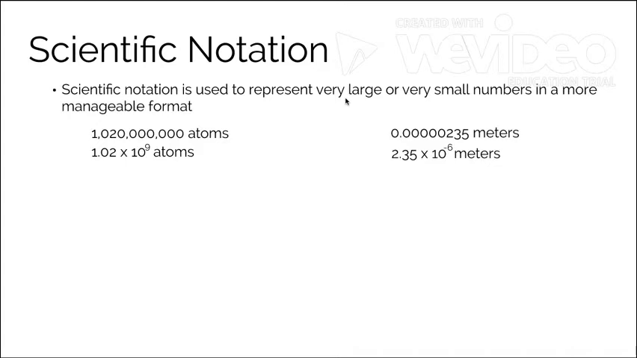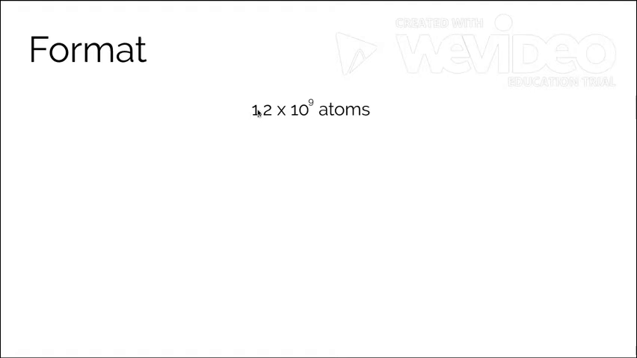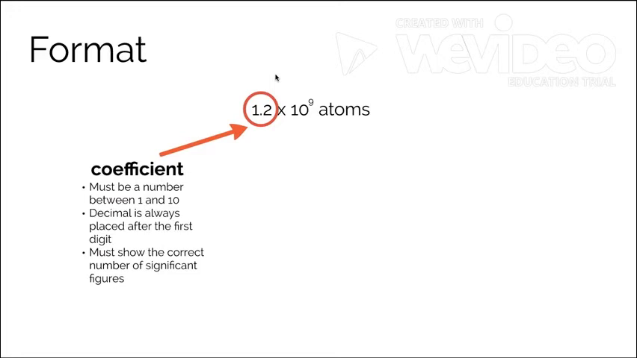So now let's look at the format, so we know how to work with scientific notation and how to change numbers into scientific notation and out of scientific notation too. Notice that here we have a left section and a right section on either side of this multiplication symbol. Now this left section is called the coefficient. The coefficient has to be a number between 1 and 10. So it has to be greater than or equal to 1.0, and it has to be less than 10. The reason for this is that the decimal in scientific notation is always, always placed after the first digit. You can see it in this example too, 1.2.